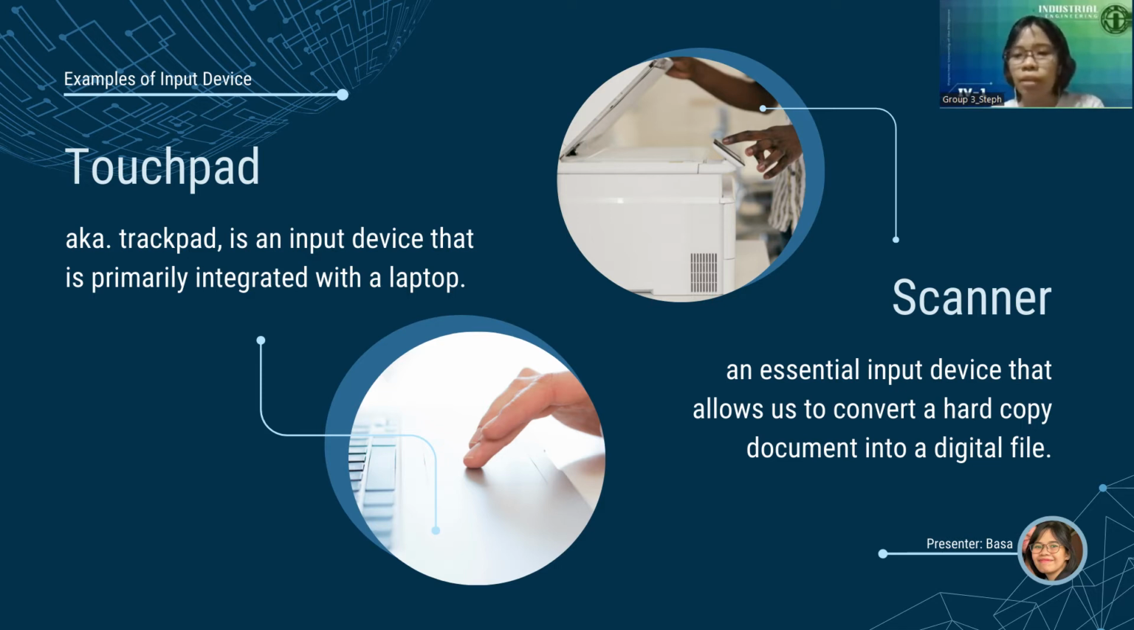Next, we have scanner, an essential input device that allows us to convert a hard copy document into a digital file. So it uses optical technology that reads characters or pictures from a paper and transfers them to a computer's drive for further manipulation.